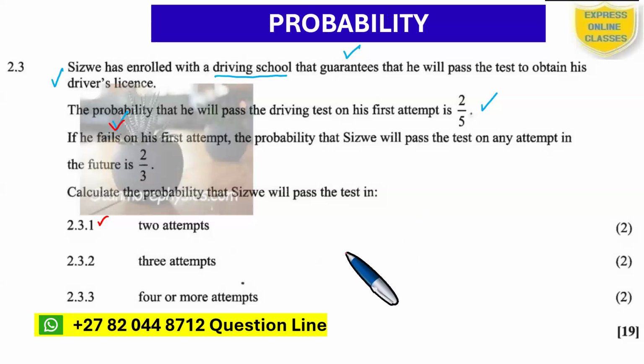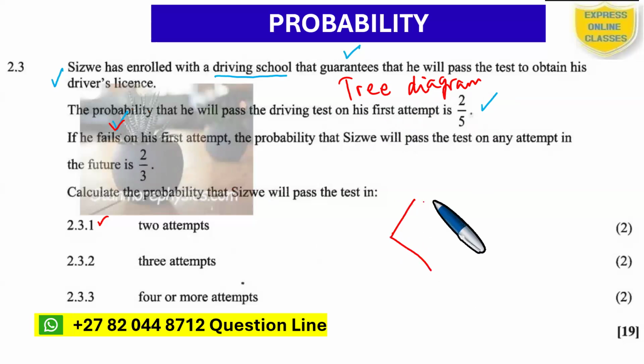Let us do the question like this. We're going to use something we call a tree diagram to make sure that we can think clearly. The probability that he will pass the driving test on his first attempt. So there's going to be a first attempt. In other words, Sizwe is going to write the test for the first time. If he fails, then he's going to write again.